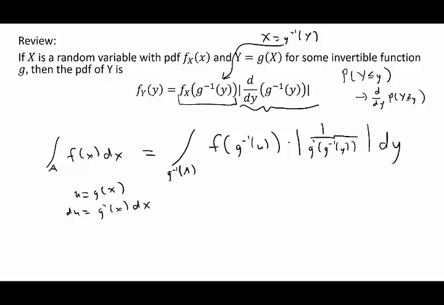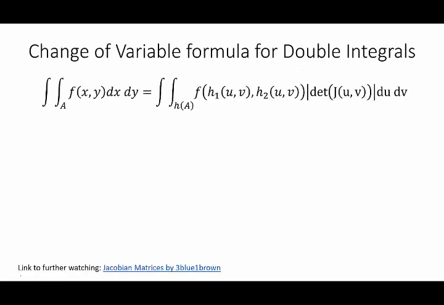Now, if you compare the two formulas, these terms match up perfectly once you note the result from Calc 1 that the derivative of the inverse of a function is 1 over the derivative of that function itself. So, in order to get the PDFs for bivariate transformations of random variables, we just need to know what the change of variable formula is for double integrals.